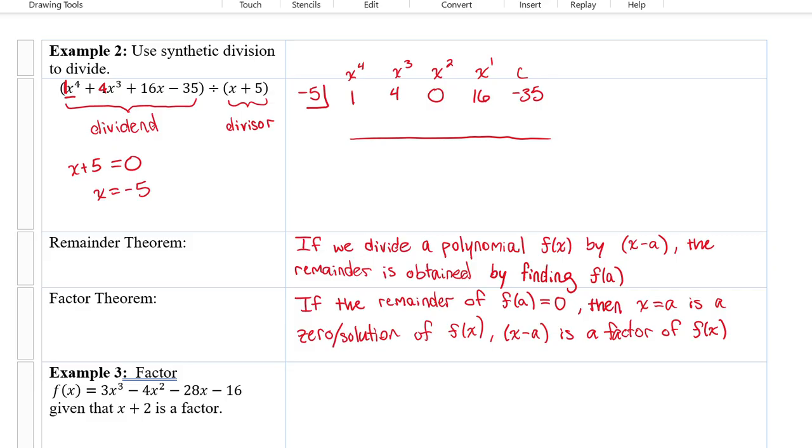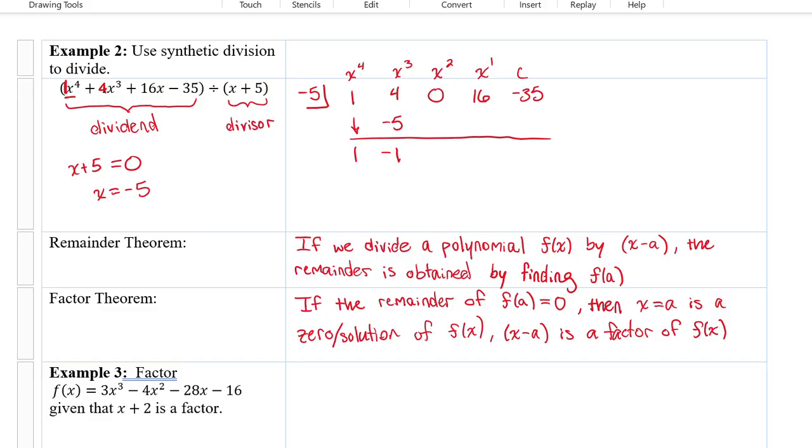Once we have all our coefficients, I can draw my line in, leaving a little space between my numbers in that line, and then I do my synthetic process. So I drop the first number below the line, and then any number that's below the line, I multiply it by the box number, which is -5. That's how I move diagonally. So 1 times -5 is -5. Now, once a number is above the line, I will add it by the number above it. So I'm going to take 4 and add it to -5. 4 plus -5 is -1.